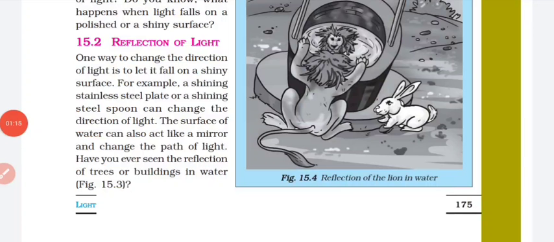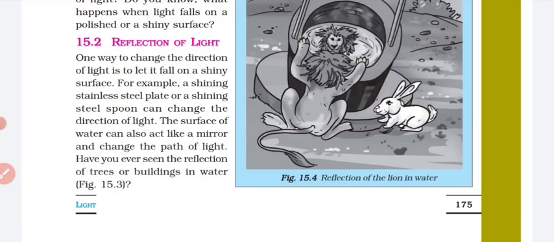Now, what is reflection of light? Whenever light falls on a stainless steel spoon or a shiny surface, what happens? It will change its direction. This is because the light that falls on that shiny surface reflects directly from that surface and changes its direction.